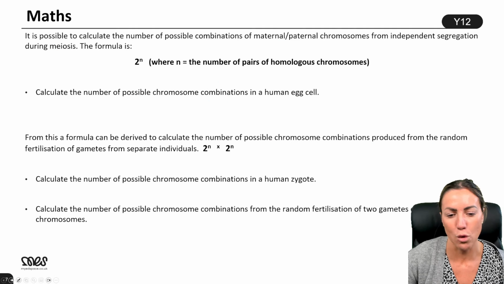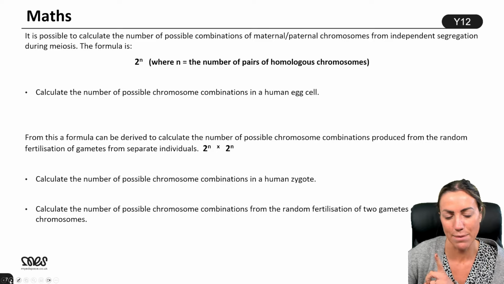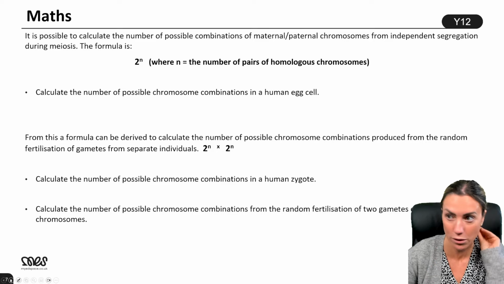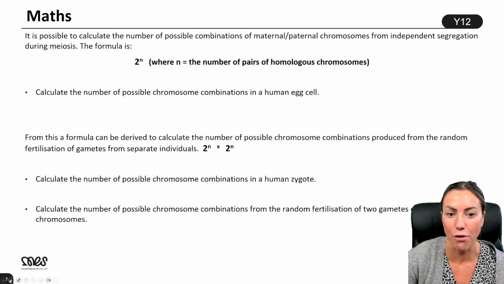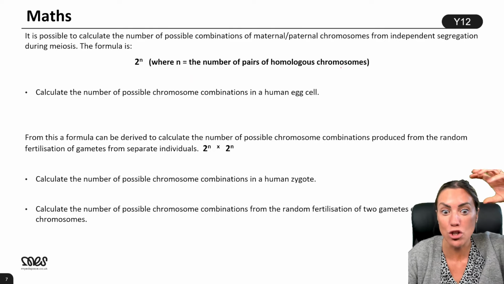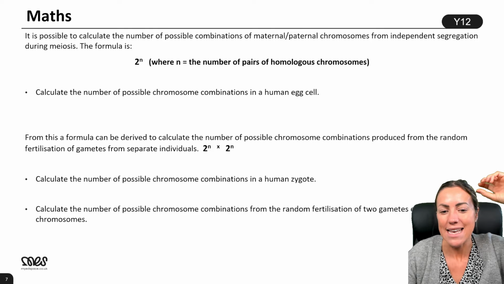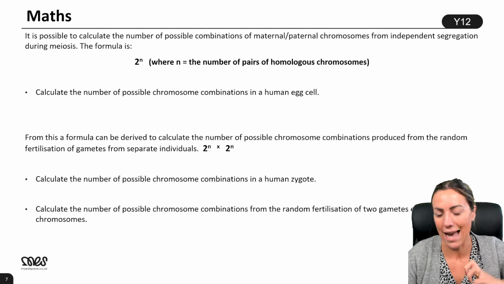Now, one more thing before we finish, there's some maths that we can do linked to independent segregation. So let's see if you've done this before. It is possible to calculate the number of possible chromosome combinations that can arise from independent segregation. Now, the formula to do this is 2 to the power of n, where n is the number of pairs of homologous chromosomes in the original body cell, in the diploid cell, in the ovaries, in the testes, in that cell that is being used to make gametes.